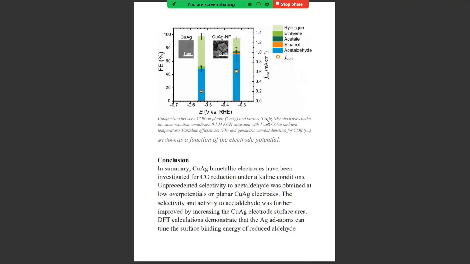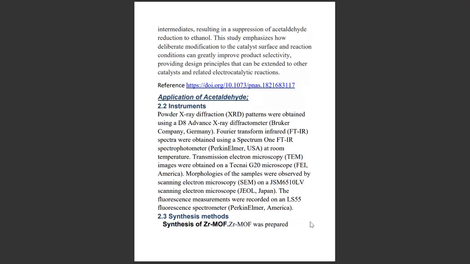To conclude all the discussion, we have shown why we use copper-silver to make acetaldehyde. In summary, copper-silver catalysts have been investigated for CO reduction under ambient conditions. Unprecedented selectivity to acetaldehyde was achieved at low overpotential on planar copper-silver electrodes. The activity was further improved by increasing the electrode surface area. DFT calculations demonstrate that silver atoms can tune the surface binding energy of reduced aldehyde intermediates, resulting in suppression of acetaldehyde reduction to ethanol. This study emphasizes how deliberate modification to catalyst surface and reaction can greatly improve product selectivity, providing a design principle that can be extended to other catalysts and related electrolytic reactions.